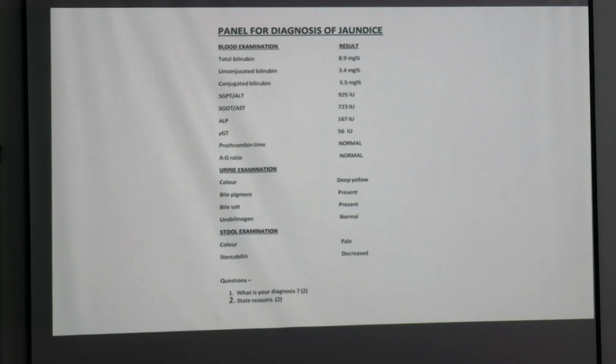এটা হলো total bilirubin 8.9, unconjugated 3.4, conjugated 5.5, almost same. আর SGPT, SGOT অনেকটা বেড়েছে কিন্তু ALP সেই তুলনায় সেরকম বাড়েনি। P-time normal, albumin globulin ratio normal, stool color pale, stercobilin decreased, আর urine urobilinogen normal, color deep yellow. Hepatocellular jaundice.